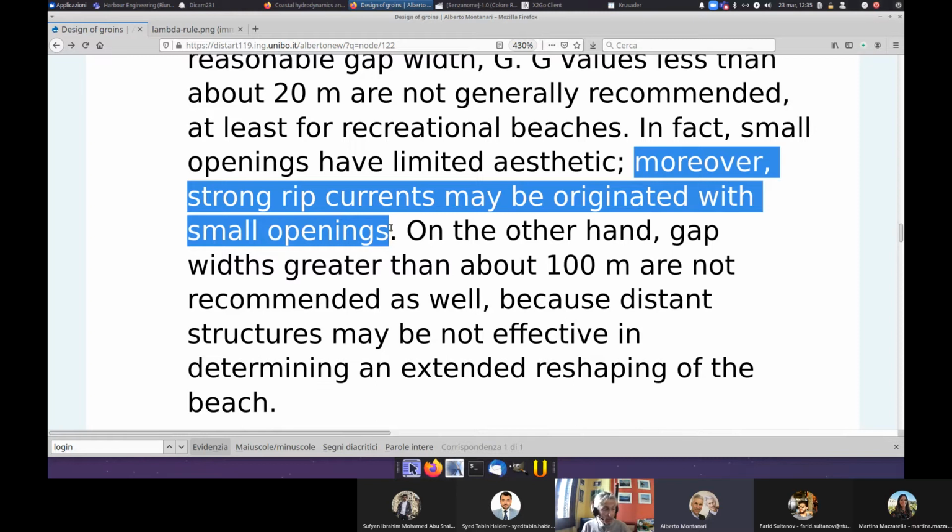On the other hand, if you want an upper estimate for the gap, I would say that an upper estimate may be something like 100 meters. Of course, if you go beyond 100, then it's likely that you get something that is not really effective, because it becomes a combination of isolated groins, and then also the lambda rule is not really reliable in these cases.